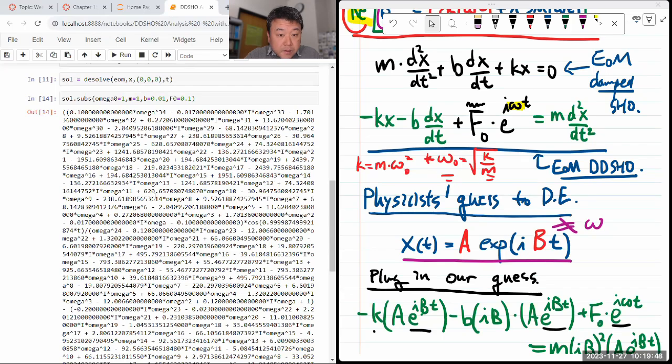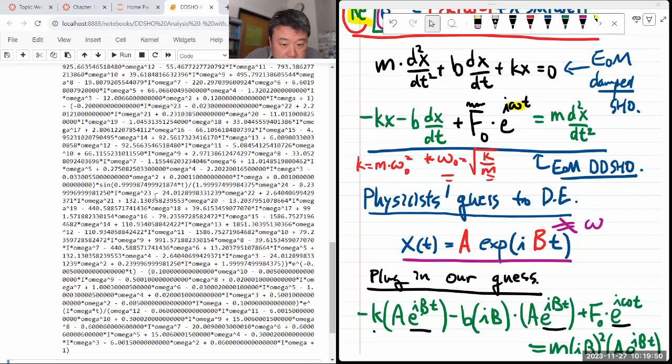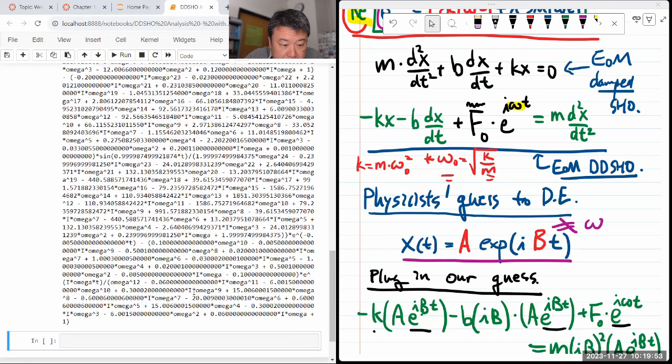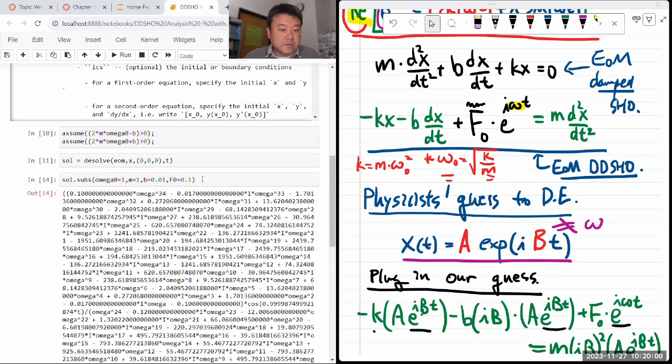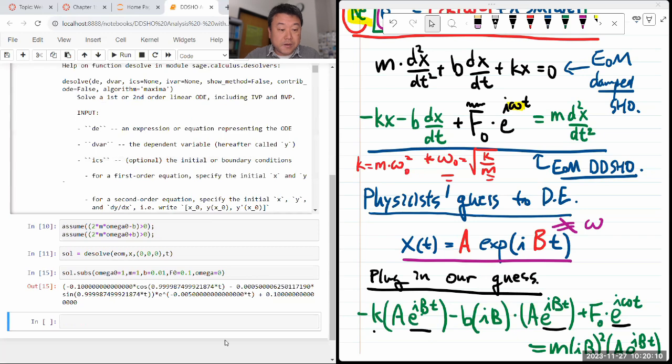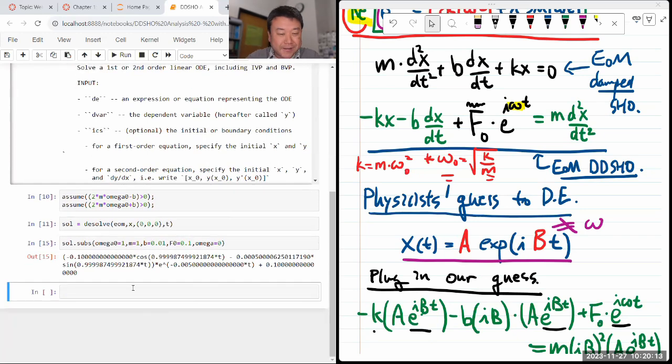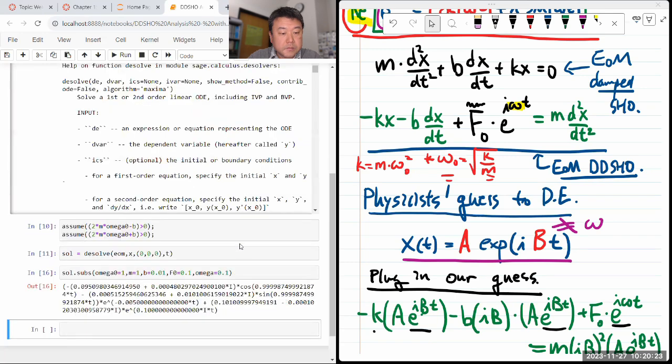So, all right, let's see. Put in F naught. And I think if the only thing it depends on now is omega and time, then we'll be good. So there's t there. Let's try plugging in omega, let's see, omega of 0, which is a completely weird frequency to be driving it at. Okay, yeah, time is the only thing. So omega 0.1, yeah.